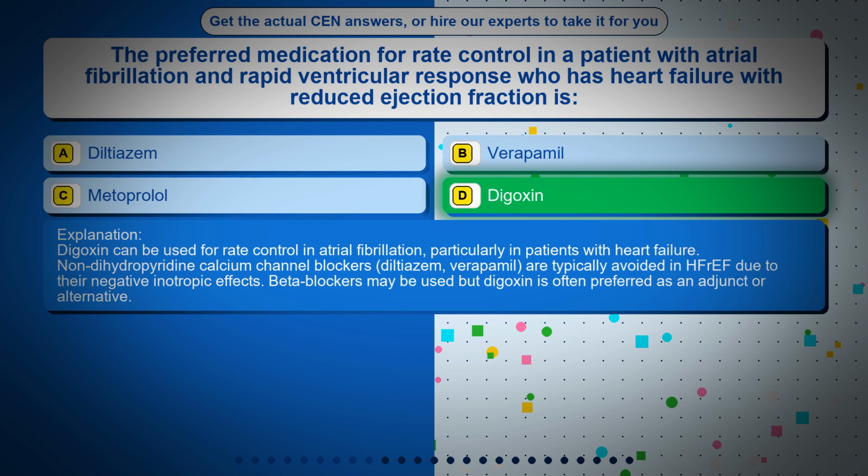Digoxin can be used for rate control in atrial fibrillation, particularly in patients with heart failure. Non-dihydropyridine calcium channel blockers, diltiazem and verapamil, are typically avoided in HFrEF due to their negative inotropic effects. Beta blockers may be used, but digoxin is often preferred as an adjunct or alternative.